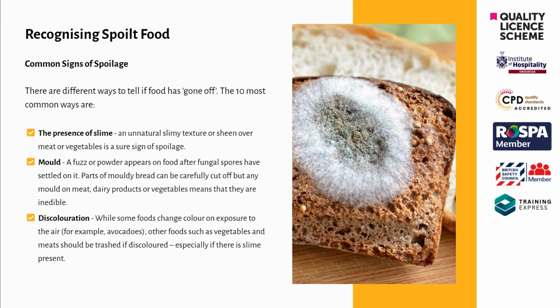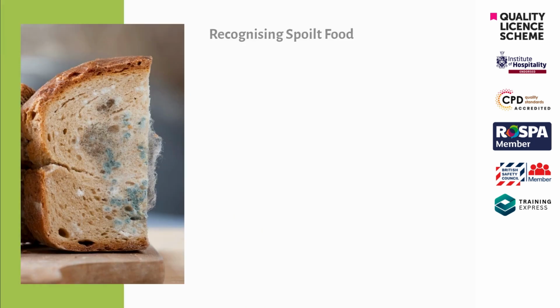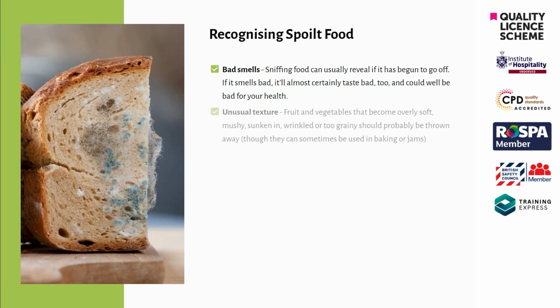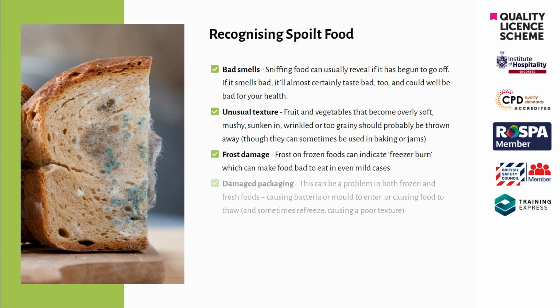Parts of moldy bread can be carefully cut off, but any mold on meat, dairy products, or vegetables means that they are inedible. Discoloration. While some foods change color on exposure to the air, for example, avocados, other foods such as vegetables and meats should be trashed if discolored, especially if there is slime present. Bad smells. Sniffing food can usually reveal if it has begun to go off. If it smells bad, it will almost certainly taste bad, too, and could well be bad for your health.